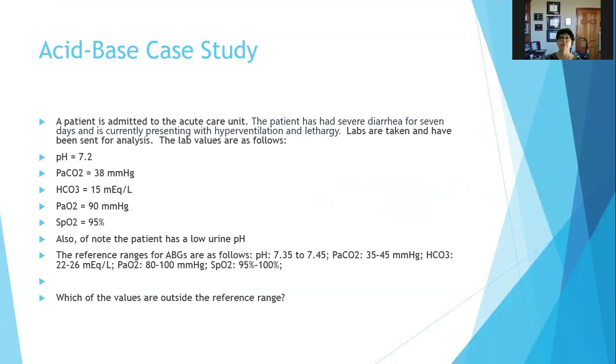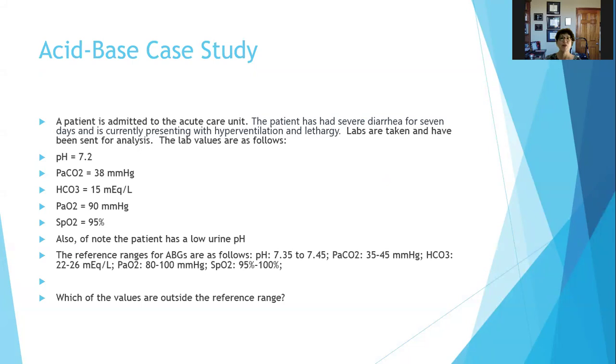The pH is 7.2. The CO2 is 38 millimeters of mercury, sorry. The bicarbonate is 15 milliequivalents per liter. The oxygen is 90 millimeters of mercury, and the oxygen saturation is 95%. Also of note, the patient has a low urine pH. So kidneys, that's tipping us off on the kidneys.